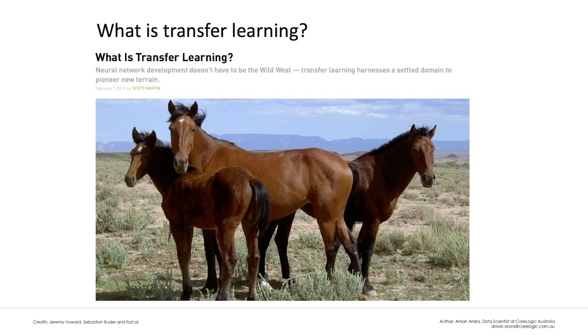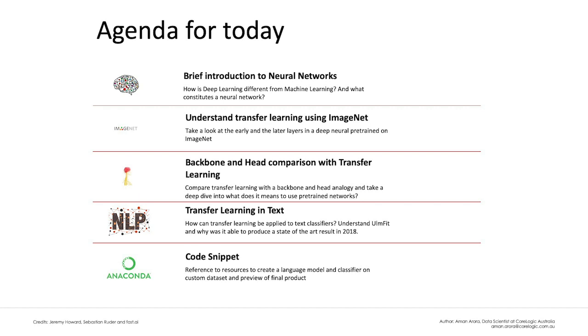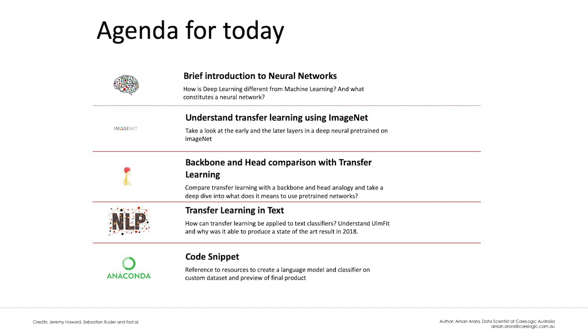Alright, agenda for today. Today we'll get the building blocks in place. Before we really get into what transfer learning is, we'll start with the building blocks. We'll start with having a look at neural networks. What does it mean to say that I'm doing deep learning? What do neural networks mean? Then we'll look at transfer learning with the example of ImageNet, in images. Then we'll make an analogy comparing it with a backbone and head, and see how transfer learning can be compared to a backbone and head.